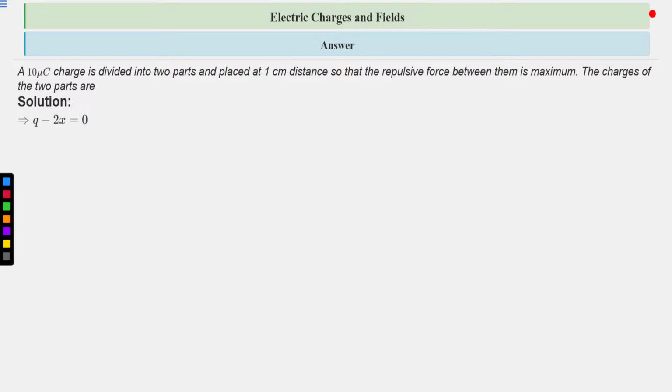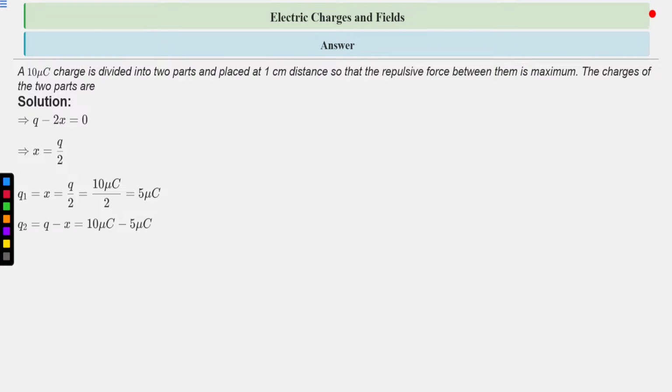Now after differentiating with respect to charge, we will get Q minus 2X equal to 0. So from here we will get X is equal to Q by 2. Q1 equal to X means the charge on the first part should be Q by 2. What is Q here? 10 microcoulomb. So the charge on the first part should be 5 microcoulomb.